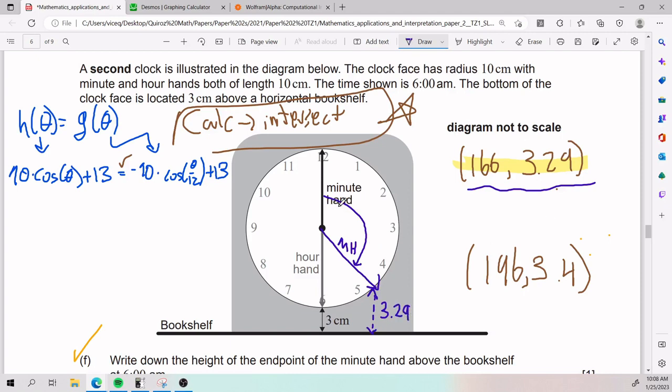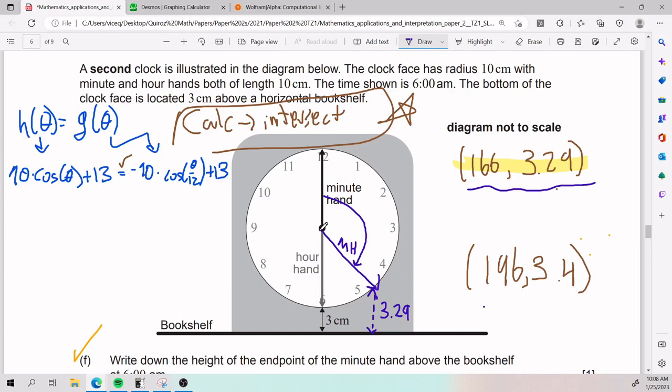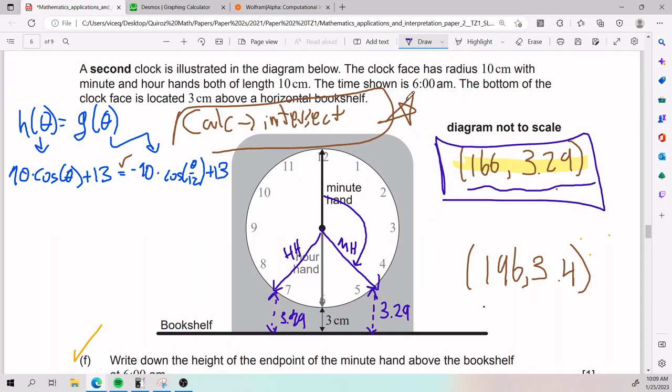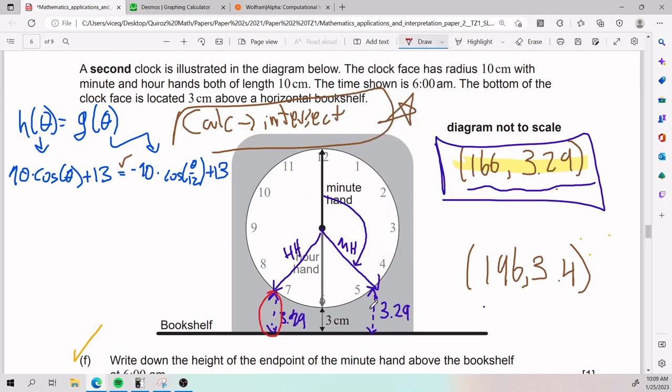So the 3.29 is shown here, right? And this intersection goes to show that the hour hand, which as we saw in our graph grows much more slowly, will be somewhere around, let's say, here. So this would be the HH, my hour hand. And it will also have a height of 3.29. So what's in blue right now is my first intersection, wherein, although they have the same height, by this 3.29, they're not on top of each other.